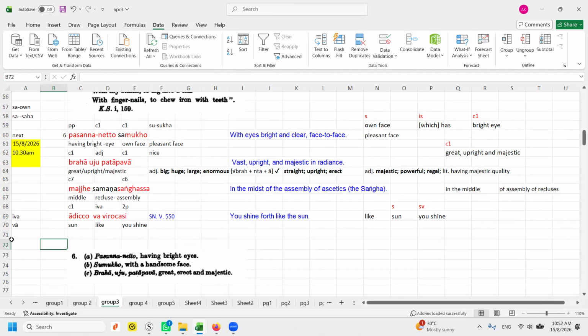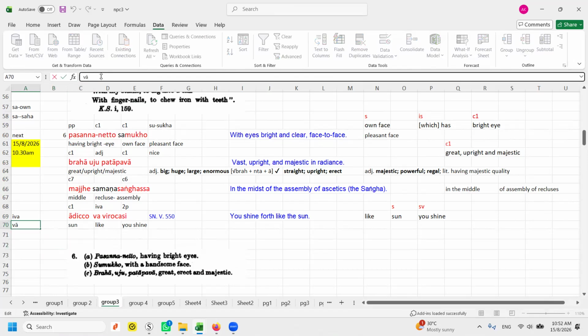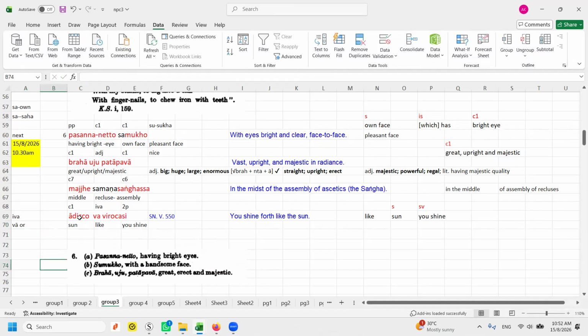If it's supposed to be "wa"... okay. If this is nominative and this is a long a, then this has to be a noun. But in this case, this is not a noun, so it cannot be wa. It has to be iwa. So this is in declension, like a sun. And in this case, this is second person.